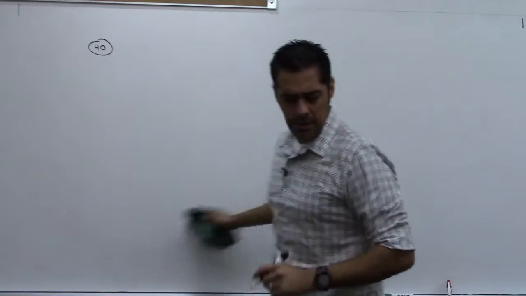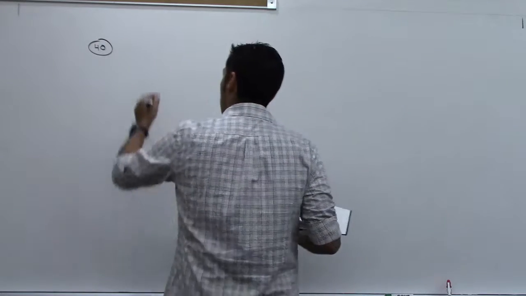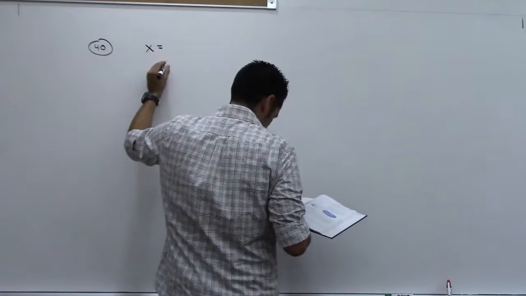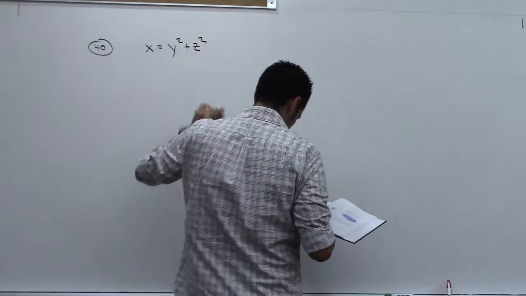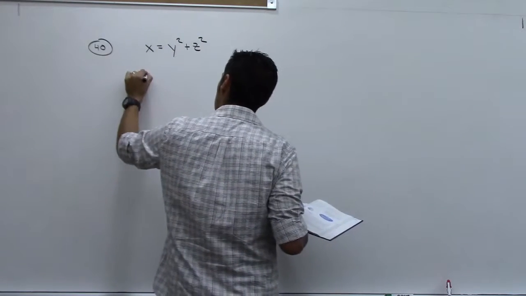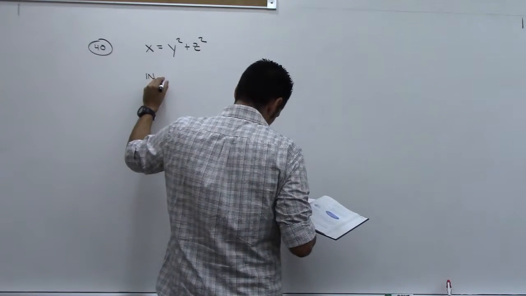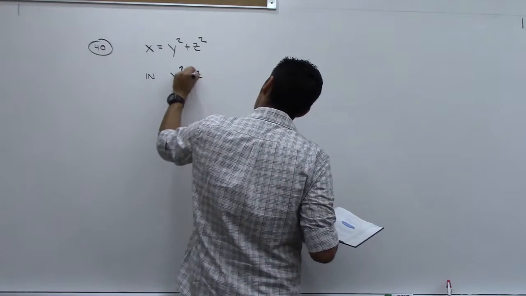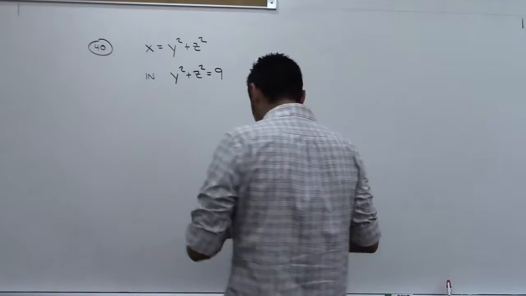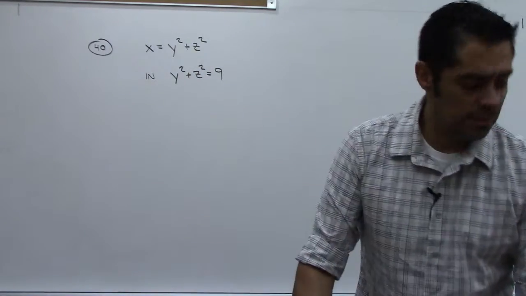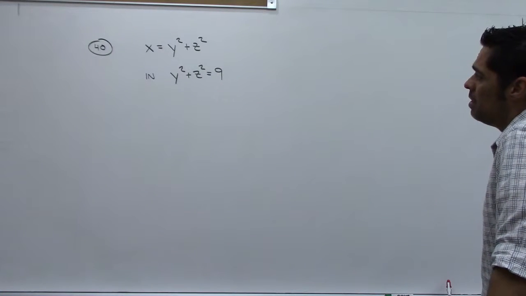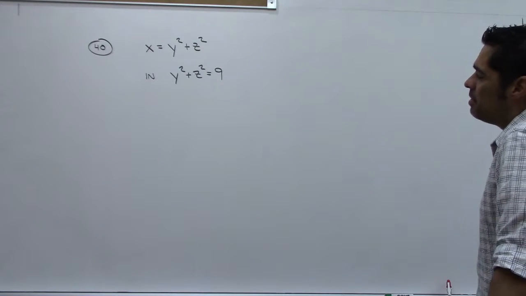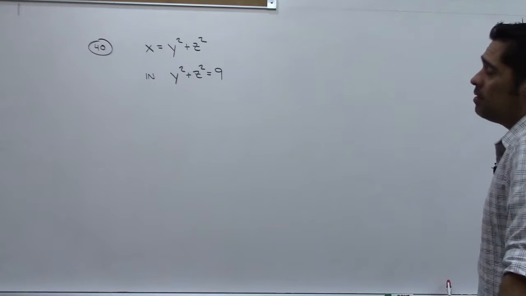So for 40, we want to find the area of the surface that's part of the paraboloid x equals y squared plus z squared that lies in the cylinder y squared plus z squared equals 9. All right, so the main point on this problem is to notice that these are not written in a way we'd like them to be.